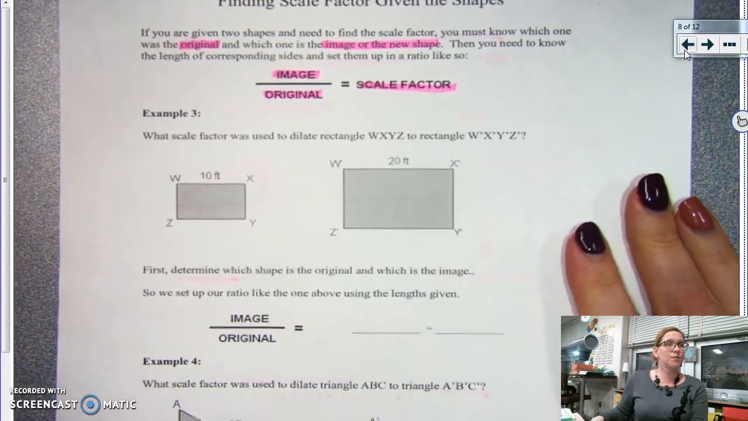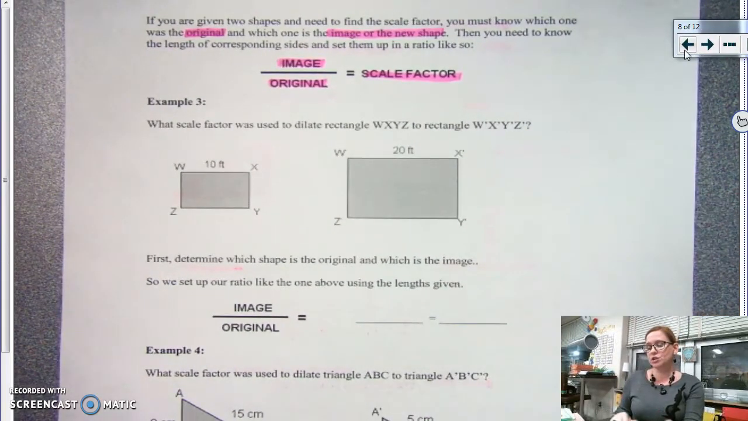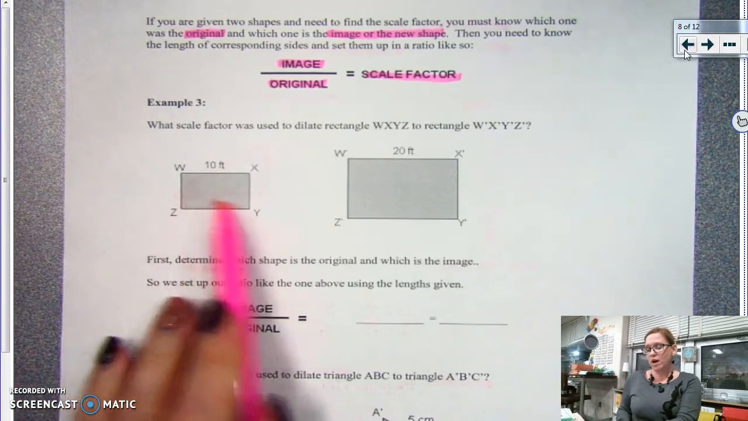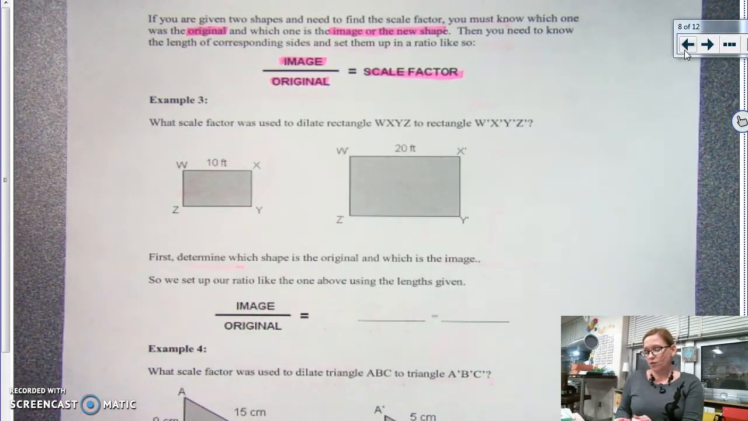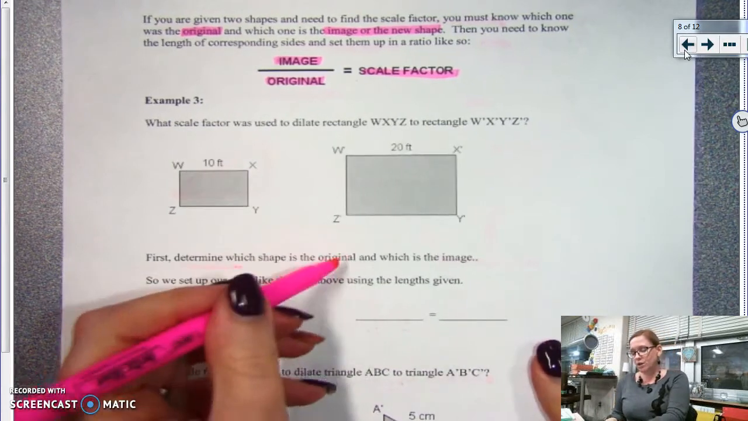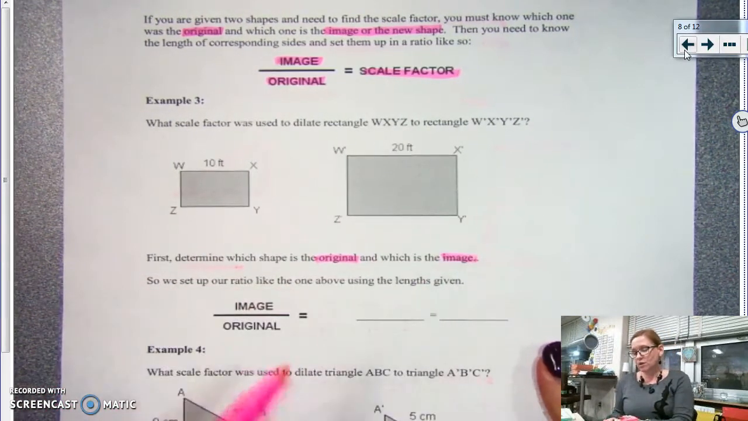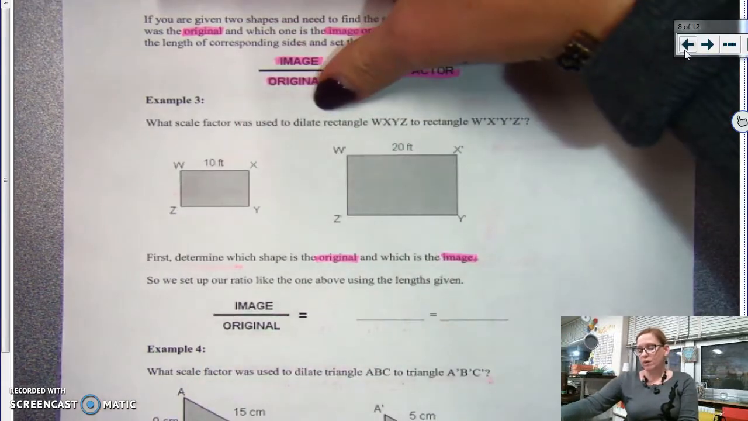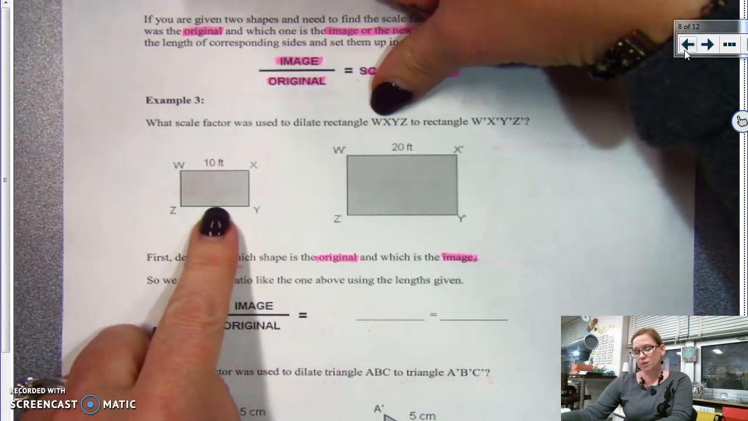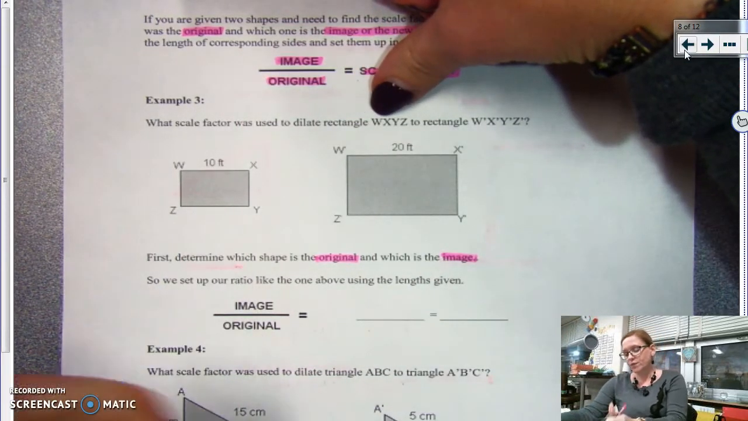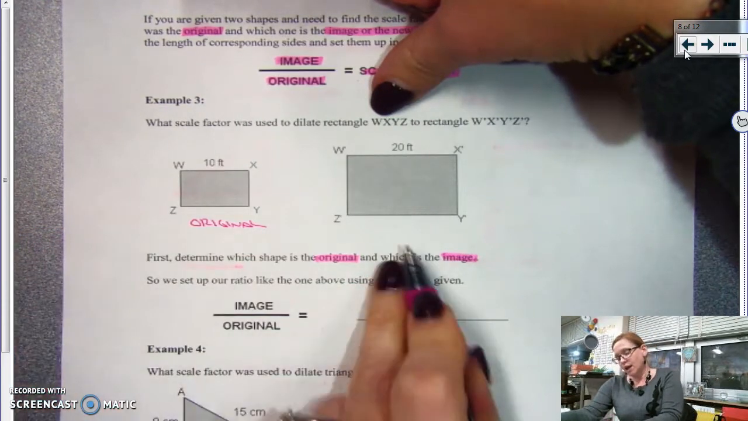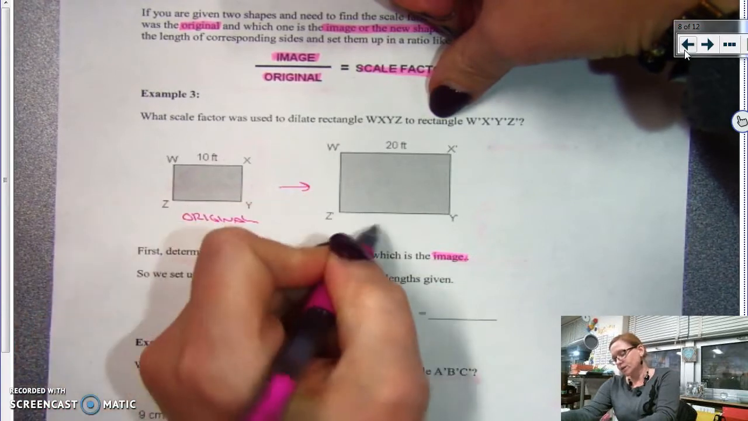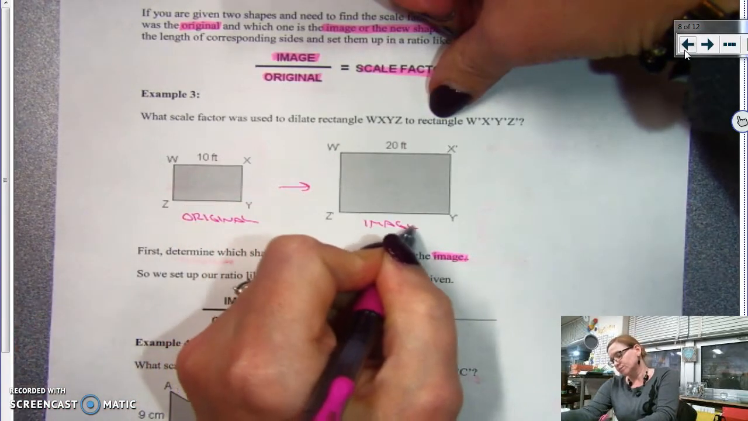So here's our first example. What scale factor was used to dilate WXYZ to WXYZ prime? Well, first we determine which shape is the original and which is the image. We dilated this one right here, so this is the original, and we moved to this one, so this is the image.